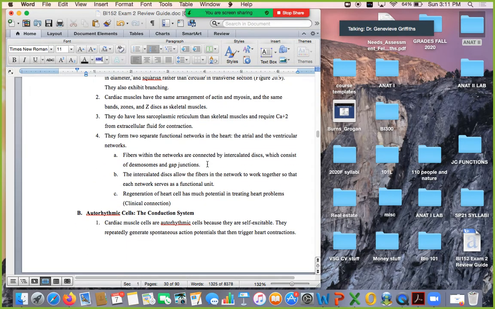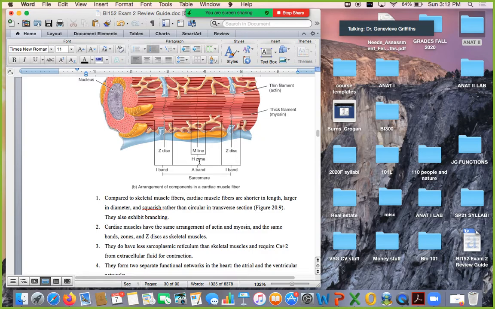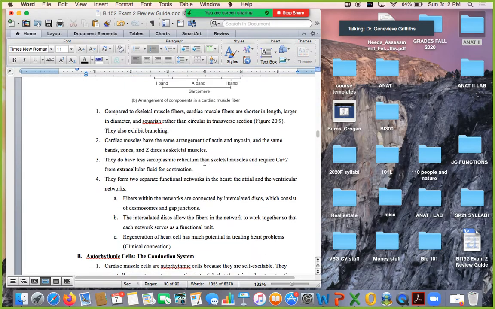So I'm not going to go over how contraction occurs because we did that previously. But contraction occurs when the thin and the thick filaments pull each other together such that this region gets closer to that region and this region gets closer to that region. So that's what's going to cause contraction.